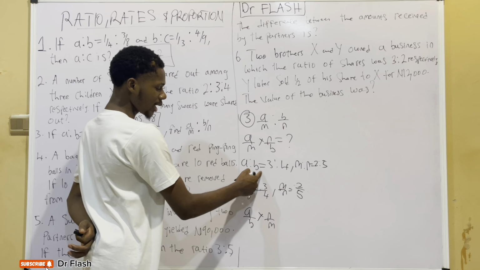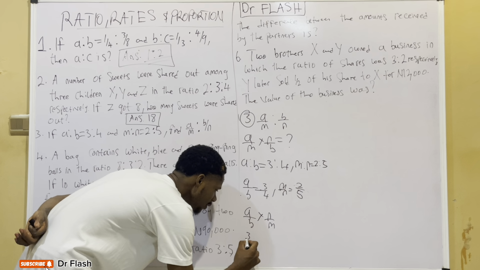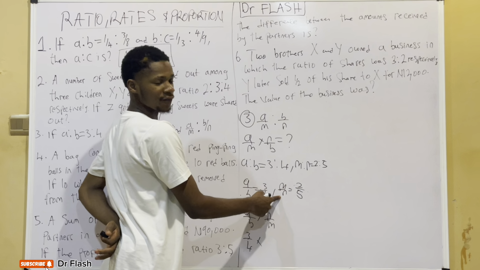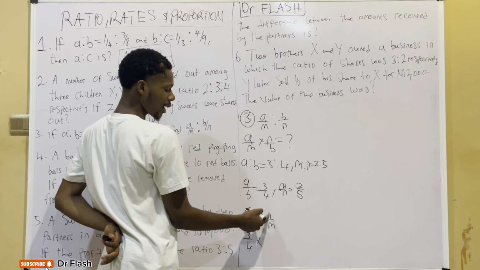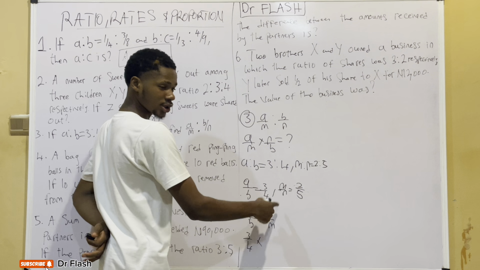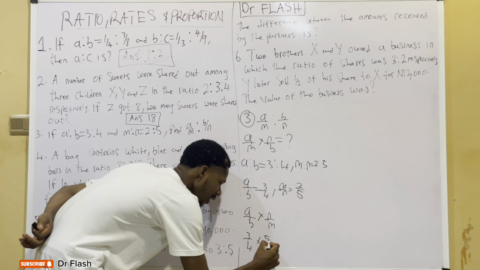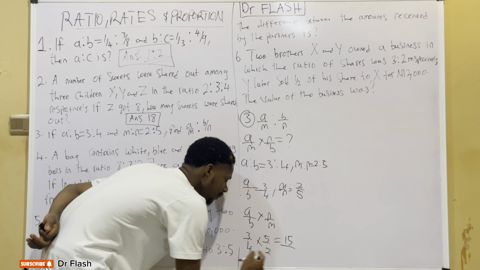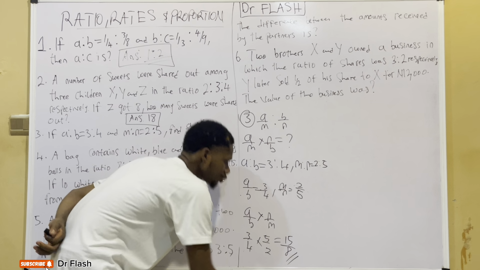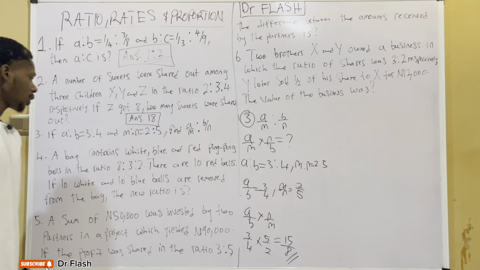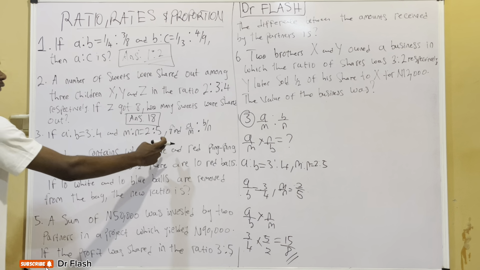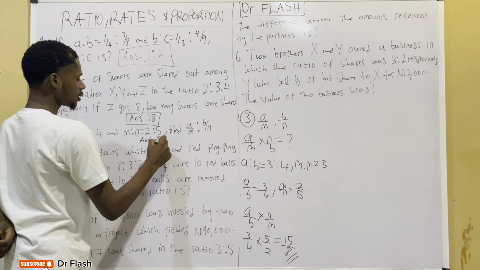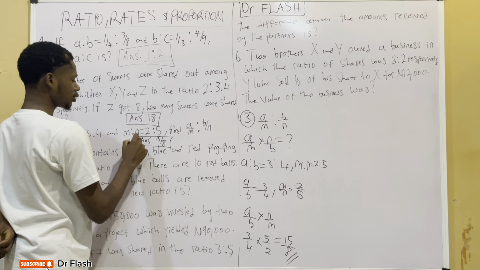Now we already have A over B as 3 over 4. So we're going to get 3 over 4 times, but we don't have N over M. It is M over N we have here, which means N over M will be the opposite. That is 5 over 2 instead of 2 over 5. So that will be times 5 over 2. Now 3 times 5 gives you 15, divided by 4 times 2 gives you what now? 8. So the correct answer is 15 over 8. That is how it is done.